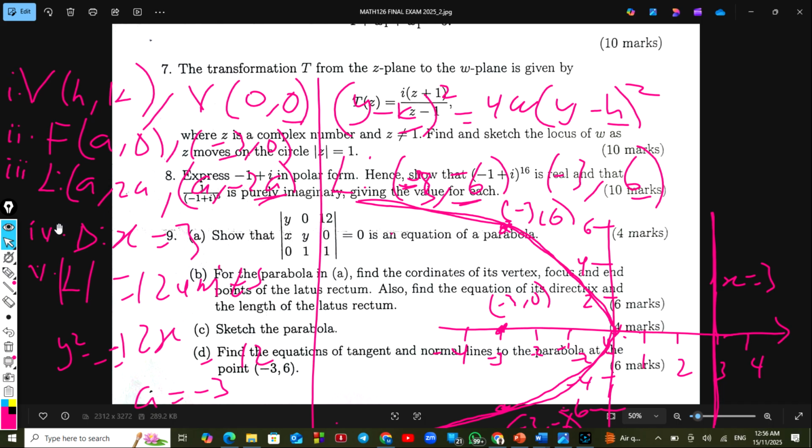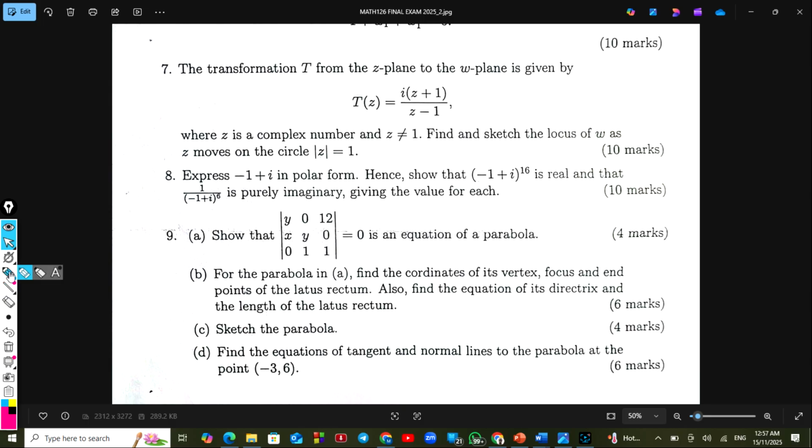I'll just delete everything. If you want all that we've done now, you can replay, or you can just go back and check what we've done so far. But for now, I'll delete everything and we'll concentrate on the final part of the question, which is D. So we've been given the point, let's say P, negative 3, 6. We are going to find the tangent equation and the normal equation.